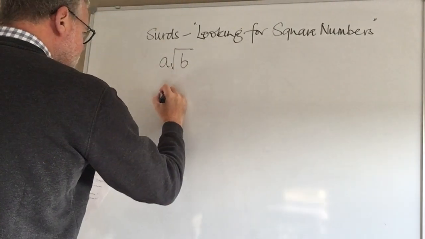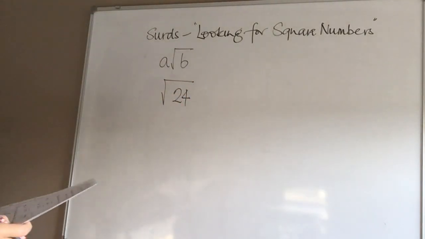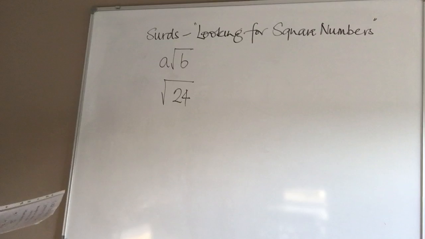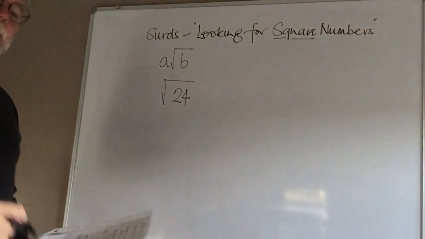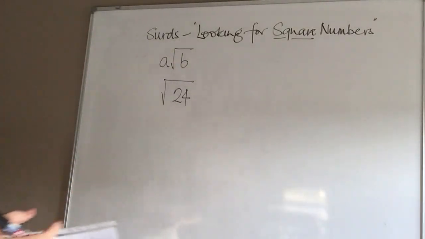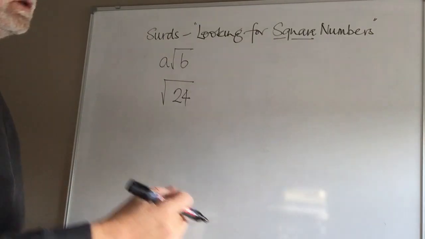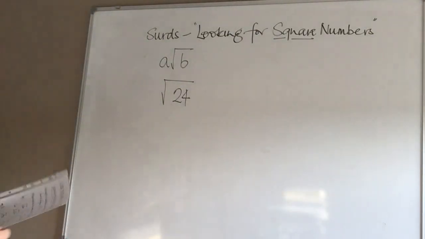Well, let's look at our first example. If I had root 24, how can I simplify it? Well, the thing that I've got to be thinking about always is square numbers. So it pays to become familiar with them. You know, 2 squared is 4, 3 squared is 9, and so on. I'm pretty sure you'll be comfortable with square numbers.